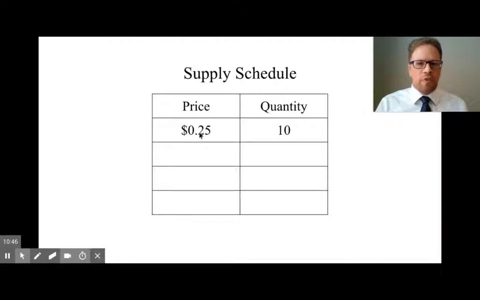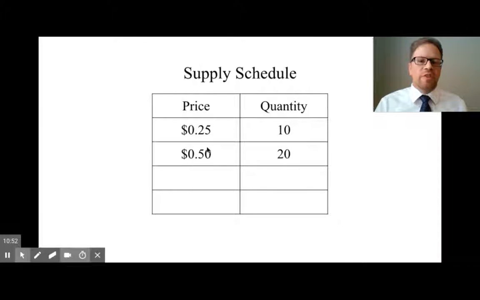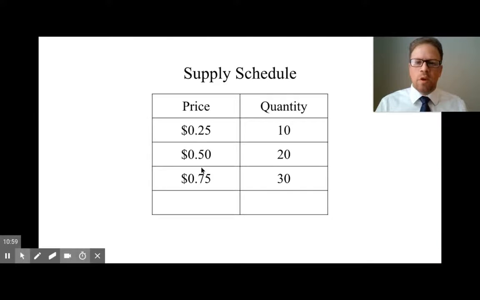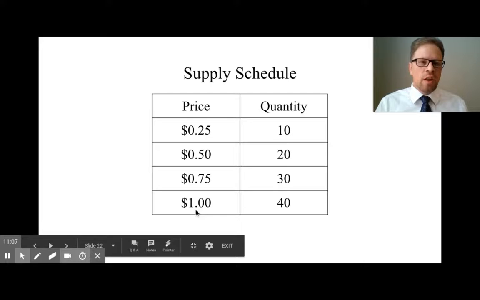So maybe for a quarter, producers are only willing or able to produce 10. If you raise that price to 50 cents now, they might decide, well, I'm going to make a lot more now. I'm willing to make more or able to make more. You raise that again to 75 cents. Then, again, we might be talking about that Mountain Dew. They're going to be willing to make probably even more. If you jack that price up to $1, hey, we are willing to make even more. We would love to make more the higher the price gets.